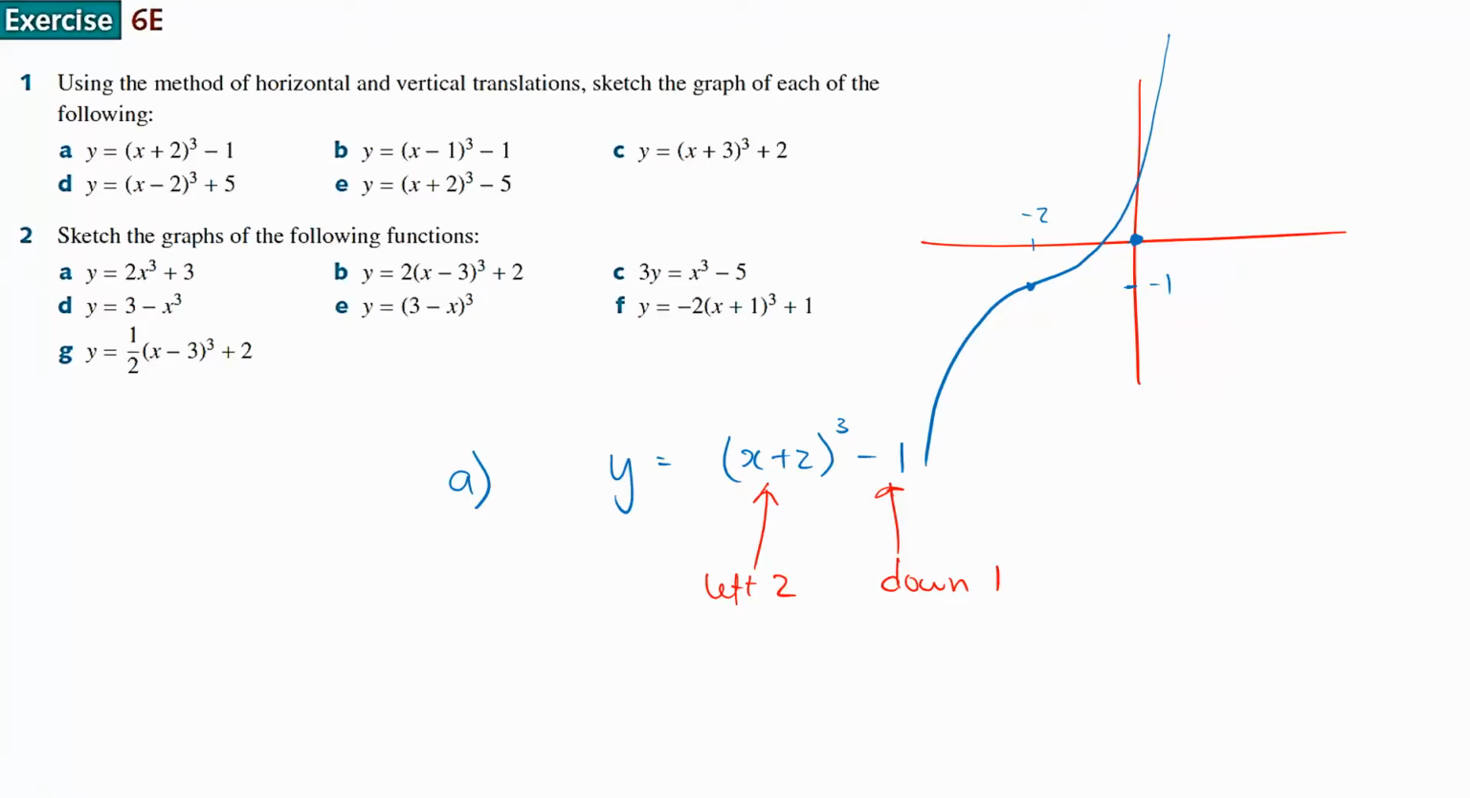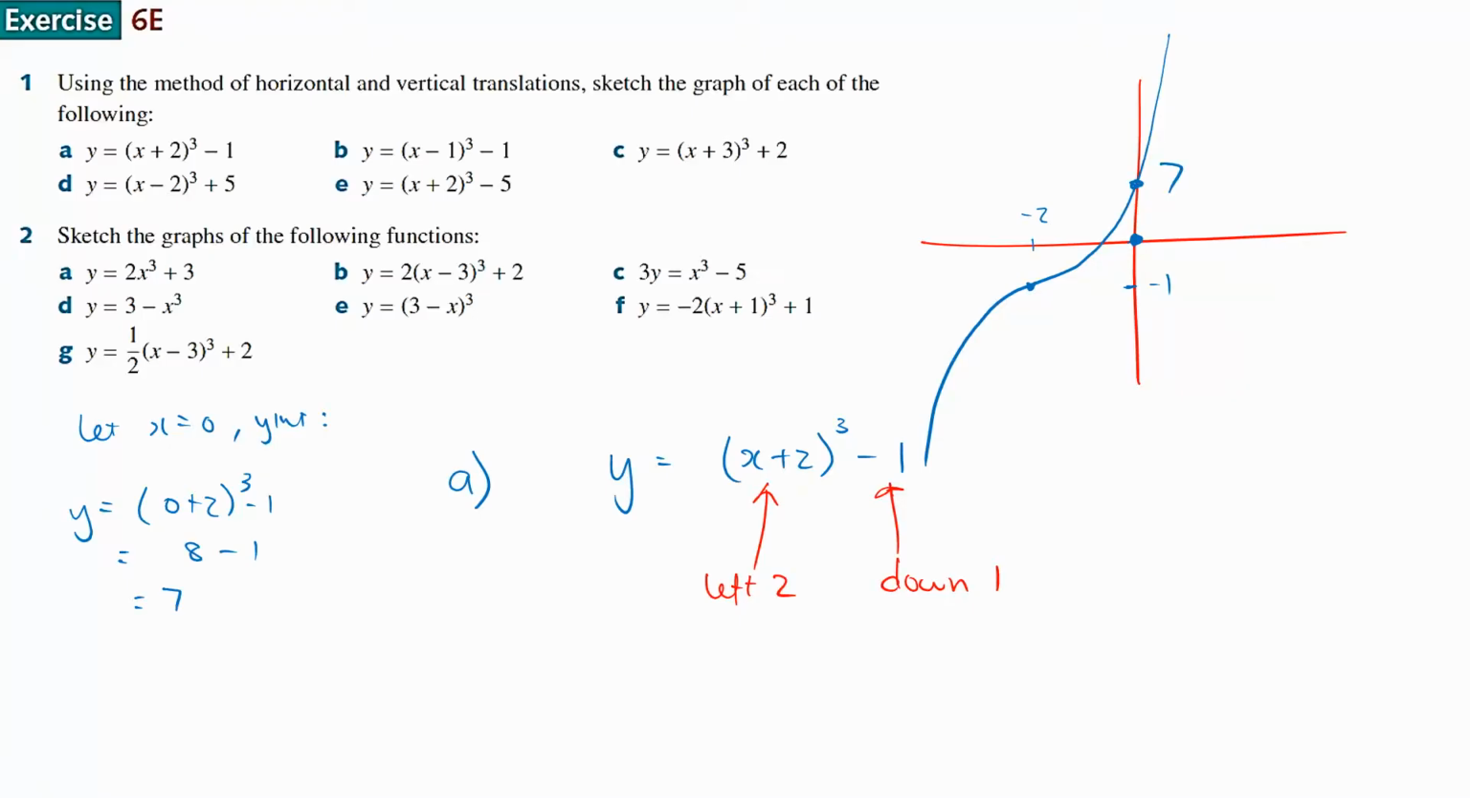Okay, and now in order to find out your x-intercept, y-intercept, it's the same drill. Let x equal to 0 to find out your y-intercept. Let y equal to 0 to find your x-intercept. So if I let x equal 0, I'm going to find my y-intercept. We can do that now. Y equals (0 plus 2) cubed minus 1. 2 cubed makes it 8. 8 minus 1, 7.